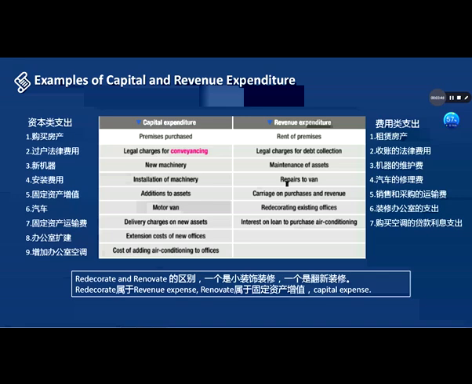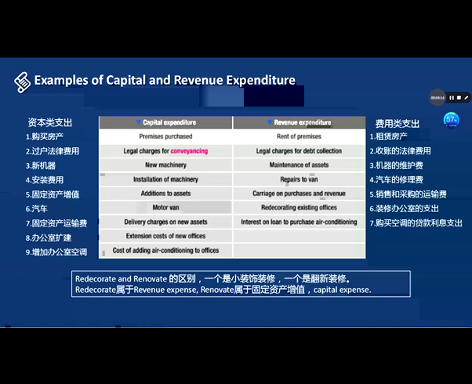And carriage on purchase and revenue. For example, if we buy inventory and we sell goods, we need to use cars to carry it. So the carriage on this kind of expense is revenue expenditure. It's not capital expenditure. Okay, so it's a day-to-day expense. And redecorating existing offices, we just mentioned before, so we'll not repeat it.